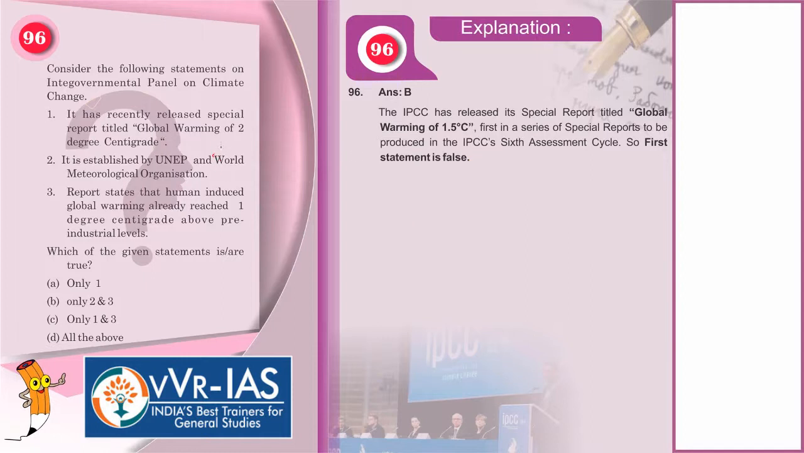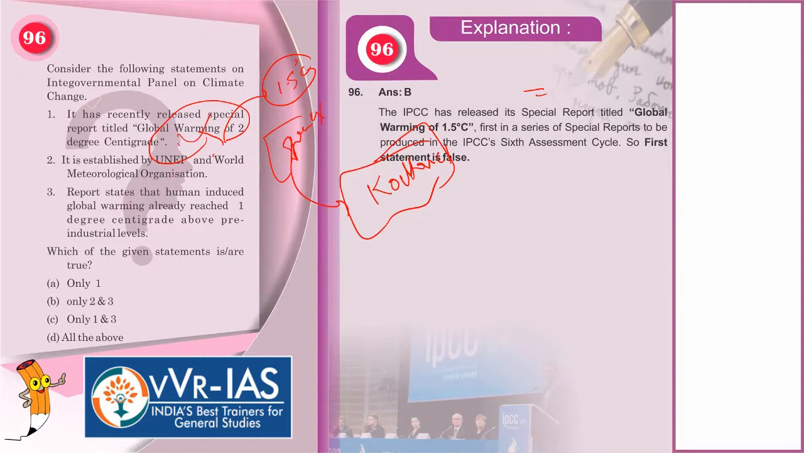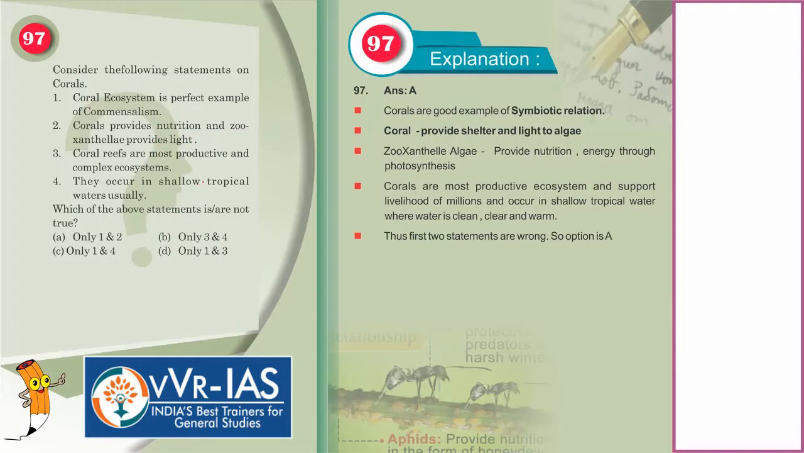It has recently released the global warming of 2 degrees. See, it is not global warming of 2, it is 1.5 degrees Celsius. And this was your special report of the IPCC, which was also presented at the Katowice Climate Summit. It has warned about the temperature; it is the first in a series of special reports in the IPCC's 6th assessment cycle. It was established by UNEP and the World Meteorological Organization. Now this is true, and the report states that human-induced global warming has already reached 1 degree centigrade above pre-industrial levels. Now this is again true. So just go through this special report. You can find infographics for this on the internet itself.